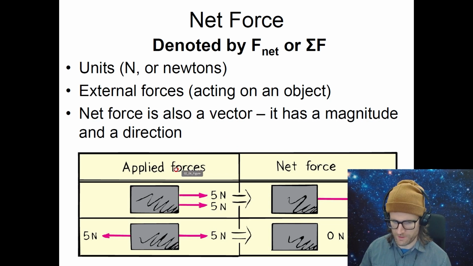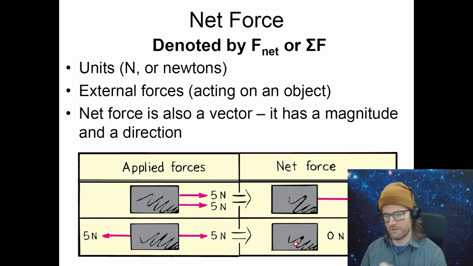Okay, let's look at these pictures here. So the applied forces, we've got a force of 5 newtons to the right, a second force of 5 newtons to the right. Add them up, we get a net force of 10. This is important. Okay, and this one, we have 5 newtons to the right, 5 newtons to the left. Add those up, we get 0 newtons. Okay, so this is multiple forces over here on the left, but we've got to add them up to get the net force on the right.